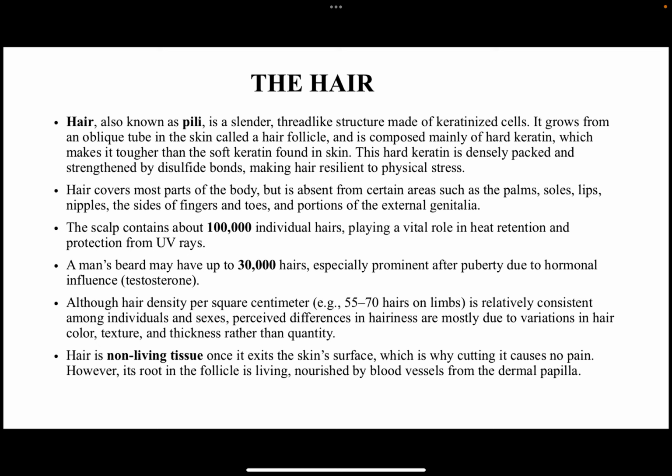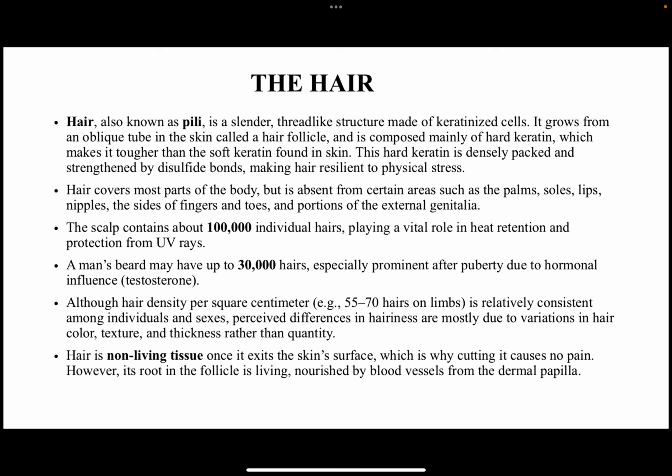It is composed mainly of hard keratin, which makes it tougher than the soft keratin found in the skin. This hard keratin is densely packed and strengthened by disulfide bonds, making hair resilient to physical stress. Hair covers most parts of the body, but is absent from certain areas such as the palms, the soles, the lips, the nipples, the sides of the fingers and toes. Portions of the external genitalia too are without hair.